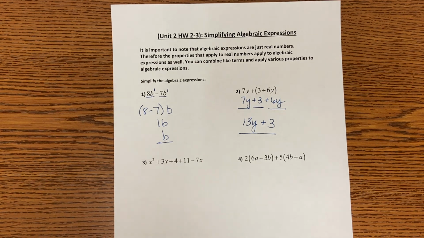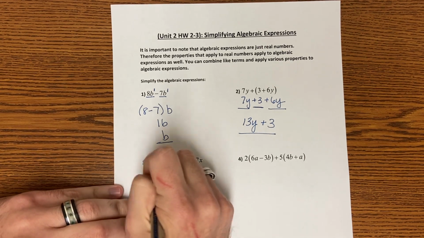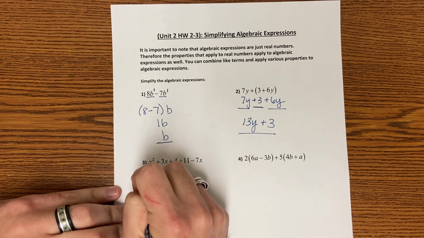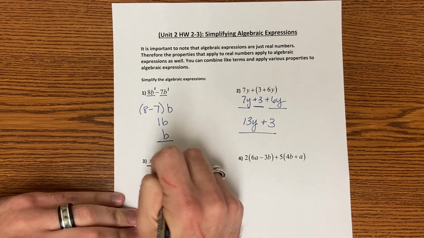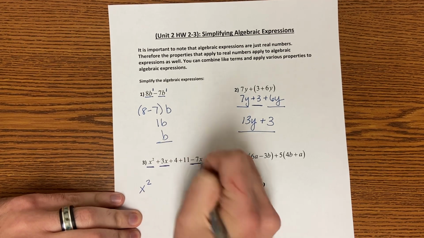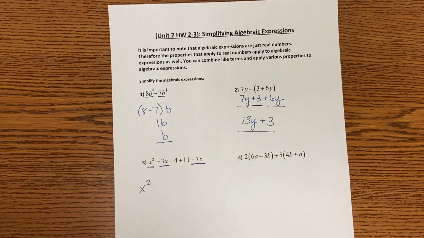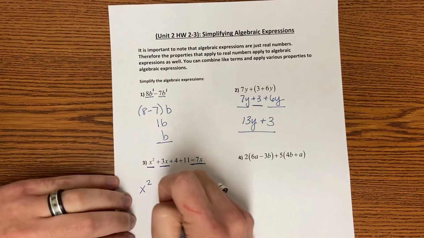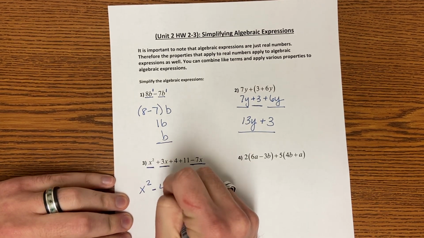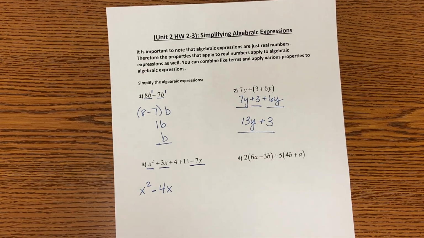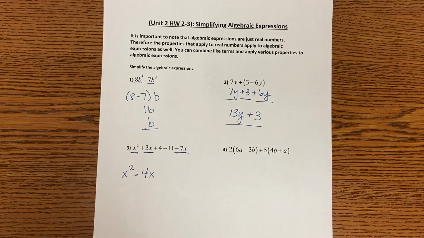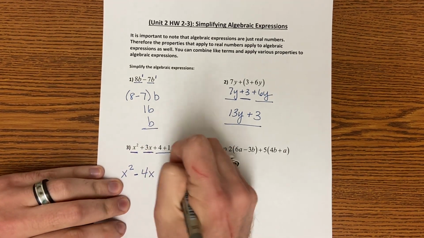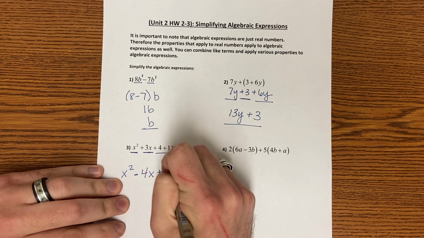Number 3, x squared plus 3x plus 4 plus 11 minus 7x. Again, I like to start one thing at a time, and if it doesn't combine with anything, bring it down. This is the only x squared in the whole problem. Looking at my next things with variables, we have a 3x and a negative 7x. When I add 3 and negative 7, I get negative 4, and you keep whatever variable is attached to it. 3 cookies, take away 7 cookies. I owe someone 4 cookies now. And then finally, 4 and 11 are both constants, so we combine 4 plus 11 to get 15.